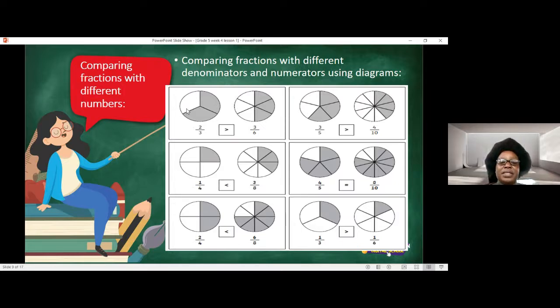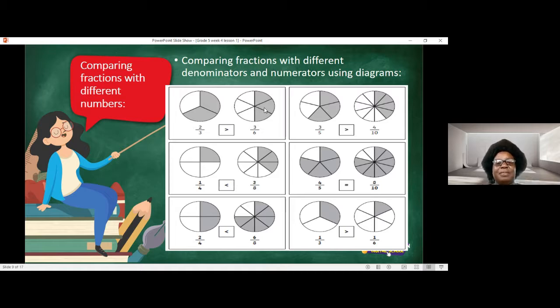Okay, so the first one, the whole is divided into 3 equal parts. And then how many are we talking about? 2 is shaded. So we say this fraction is 2/3. And then the second one is divided into 1, 2, 3, 4, 5, 6 equal parts. And then how many are we talking about? When I say how many, what is the numerator? So we find the numerator by seeing how many is shaded, or how much is shaded. So in this case, how much is shaded? 1, 2, 3. So this means that this fraction is 3/6.